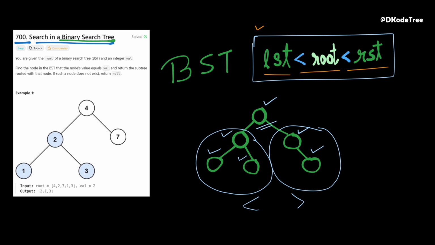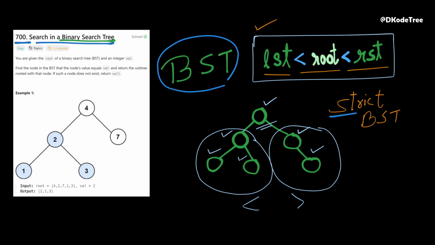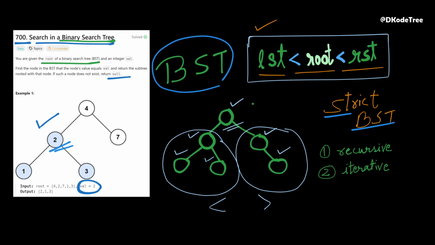If any binary tree follows this rule for every node and has no duplicate values, we call it a strict BST. And usually when we say BST, we are simply referring to a strict BST unless specified otherwise. In this problem, we are given the root of such a binary search tree and we need to search for a target node value in it. If the value is present, we return the corresponding node, and otherwise we return null. And here, returning a node means returning the entire subtree rooted at that node. I will show you both the recursive and iterative solutions to this problem.